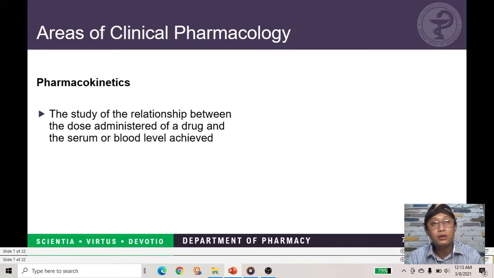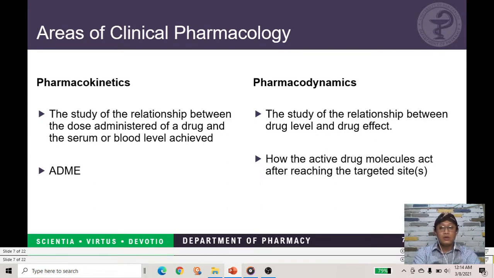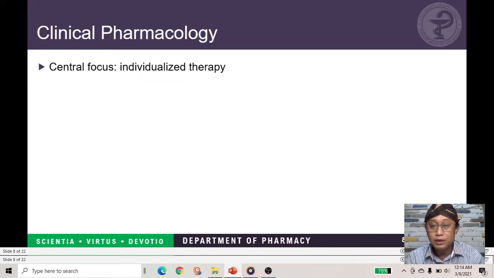In short, pharmacokinetics is what the body does to the drug, and also ADME: absorption, distribution, metabolism, and excretion. And pharmacodynamics is the study of the relationship between the drug level and drug effect. So it is what the drug does to the human body. Clinical pharmacology is pharmacology applied to humans, so usually the participants of the study in clinical pharmacology are human. And in clinical pharmacology, the central focus is individualized therapy.